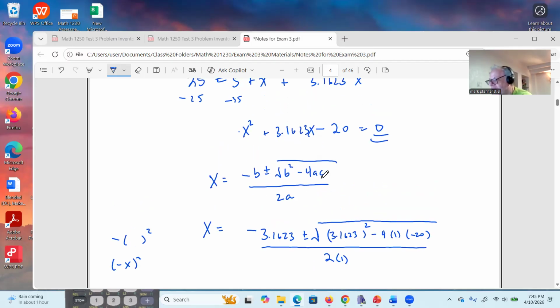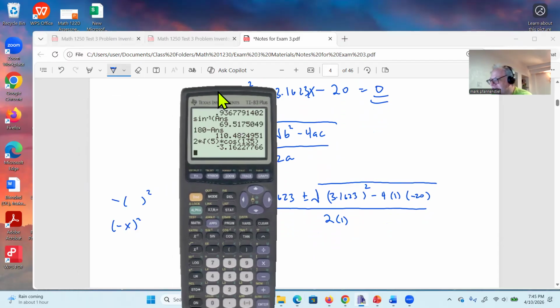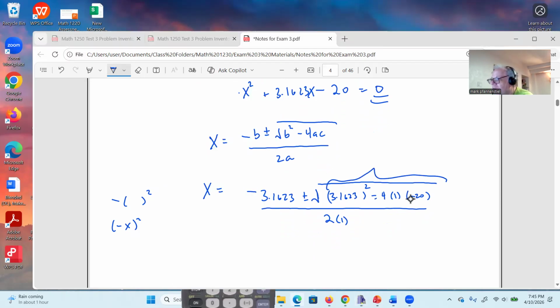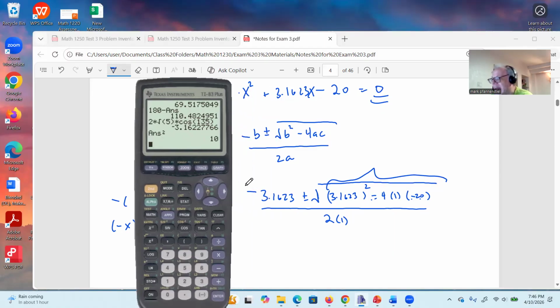Okay, and now we're going to have to sort through the calculator to figure out what's going on with this. I don't like to ask the calculator to do too much at any one particular time. So I'm just going to go ahead and figure out this inside part here. I'm going to know that the negative times negative is a positive, so I'm going to say this is plus in here. It's called the discriminant. So I've got 3.1623. We're going to square this thing. Equals. Oh wow, that's 10. That's beautiful.